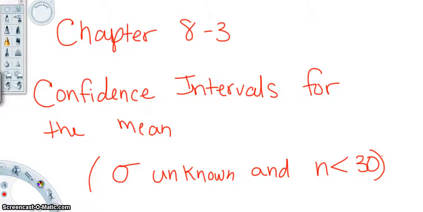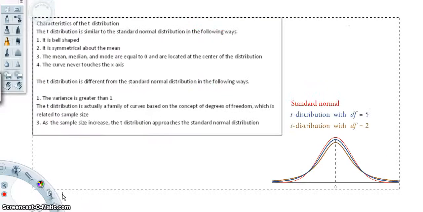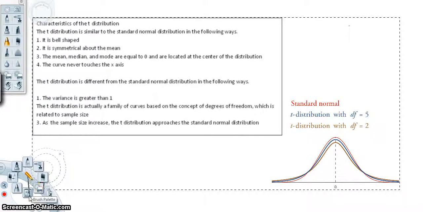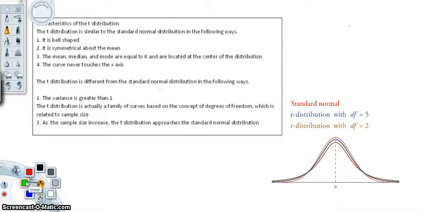So in Chapter 8, Section 3, we're looking at confidence intervals for the mean, where sigma, which is your standard deviation, is unknown, and n, which is your sample size, is less than 30. So when we don't know our population standard deviation and we know our sample size is less than 30, we need to not use the standard normal curve. We're going to start looking at t-distributions instead.